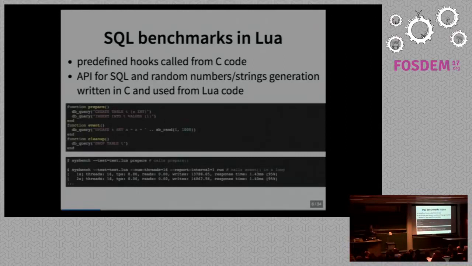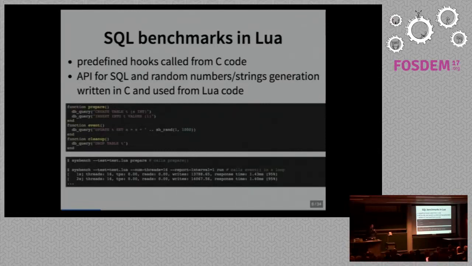Here's an example. In this example, we define 3 hooks. The first one is prepare. This hook is called when you call sysbench with the prepare command. In terms of database benchmarks, in the prepare hook, you will usually want to generate the data set for your benchmark, create tables and populate them with data.